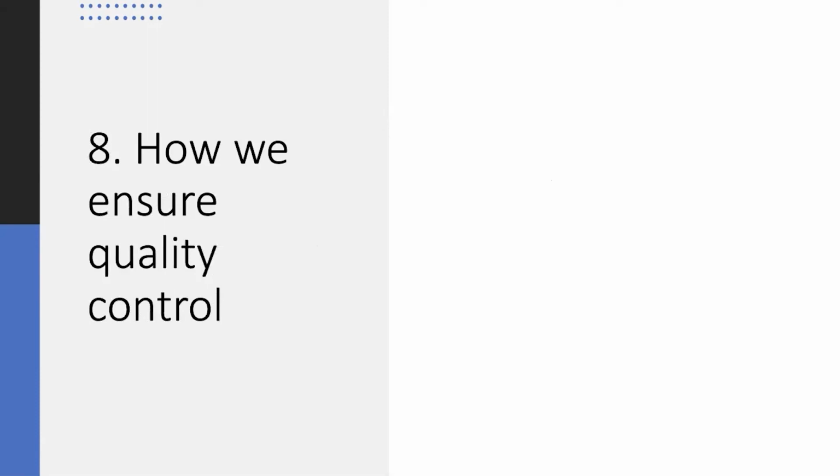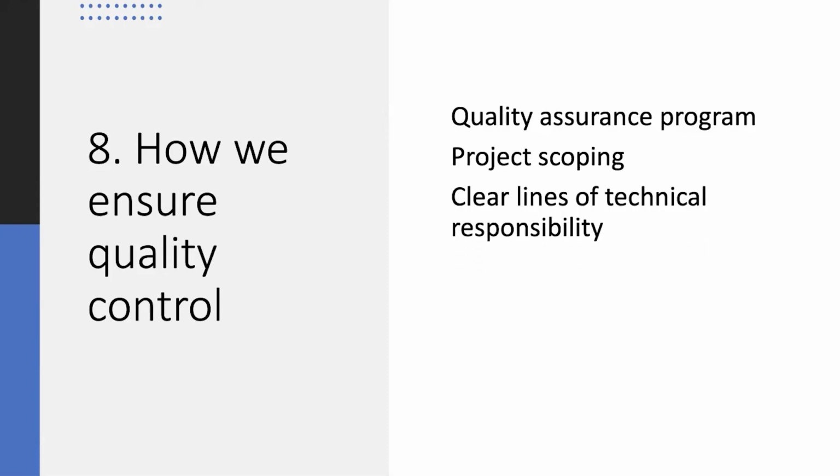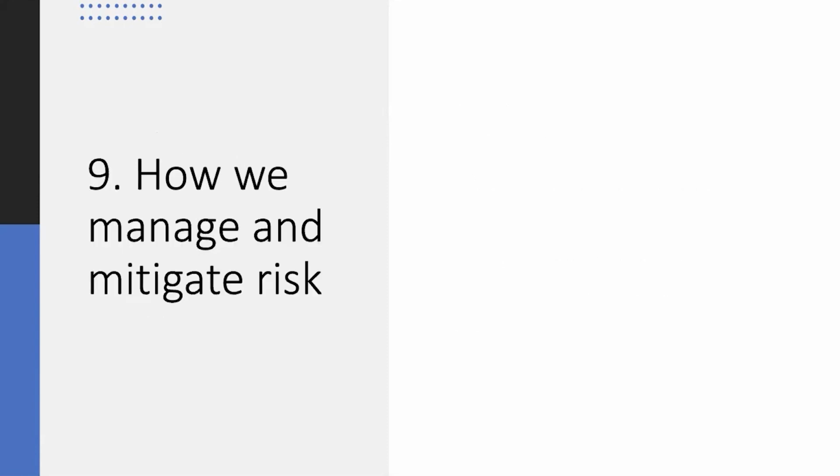Quality management needs quality control. We implemented a quality assurance program in the firm to do just that. And we're serious about our work and want to be sure we deliver quality every time. This includes scoping our projects appropriately, having clear lines of technical responsibility, and using due diligence in our decisions. We also conduct both practice and technical reviews to make sure our firm and our engineers are delivering on our promise of quality.